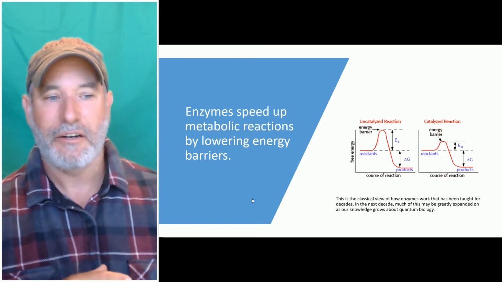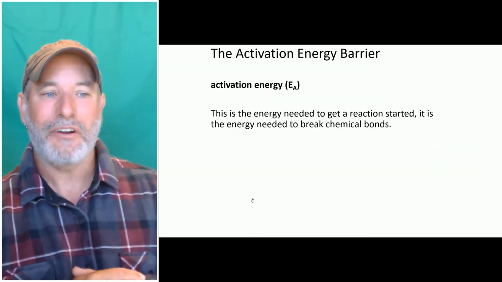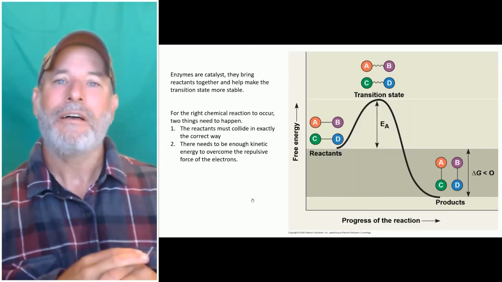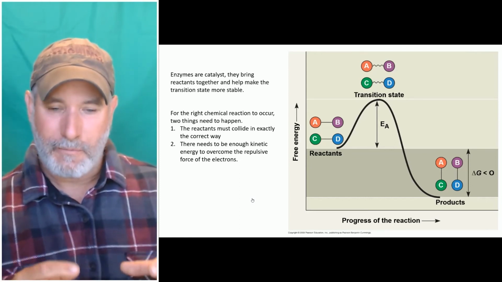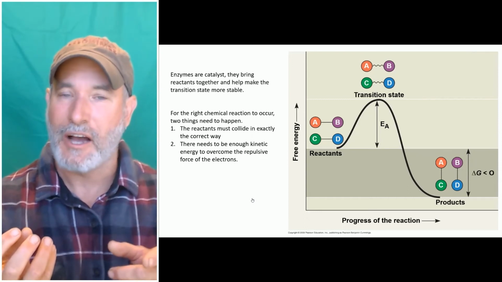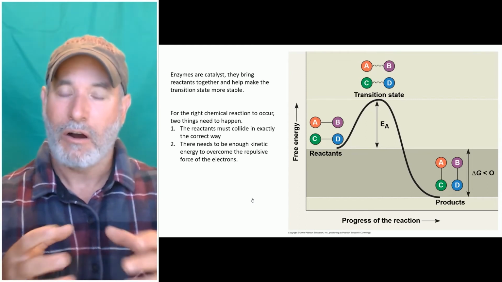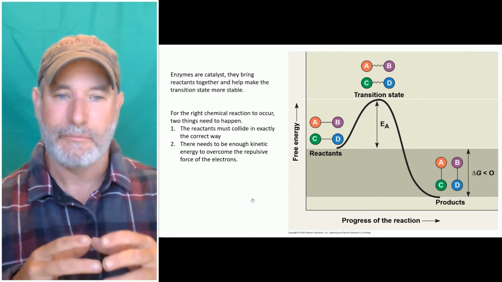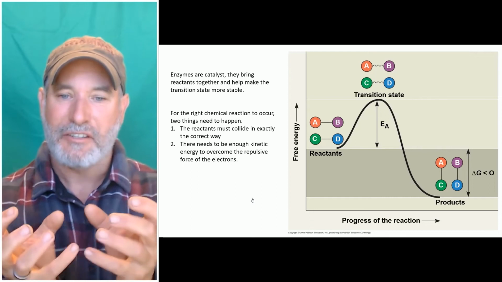So like I said, energy is still very important here. And we're going to be expanding on this, which is pretty cool. So there it is, activation energy. Any chemical reaction has an energy barrier. So enzymes are catalysts. And what they do is they take your reactants, right? And because these reactants are going to bind to an enzyme, we're going to call them a substrate as well. So your substrates are also reactants. And what these enzymes are going to do is help align these reactants in the exact right way.